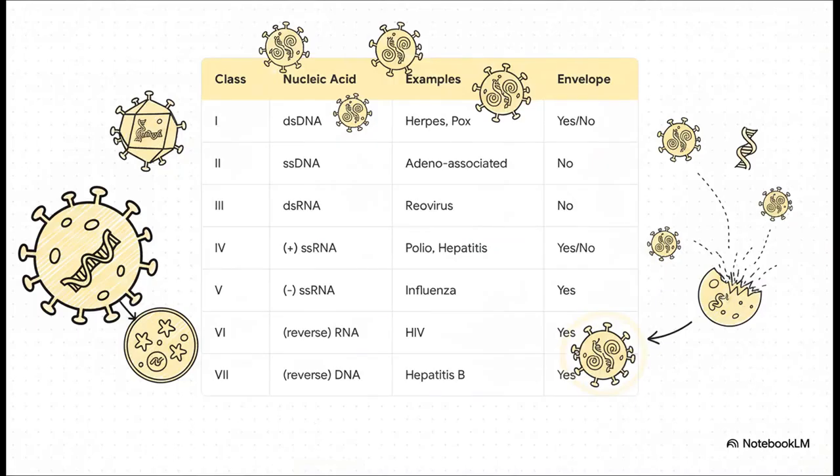Just look at this table. You can see the sheer diversity we're talking about. There are 7 different classes based on whether they use DNA or RNA, and if it's single-stranded or double-stranded. It looks a little complex, I know, but don't worry, we're going to zero in on just one of these groups to see how it all works in the real world.